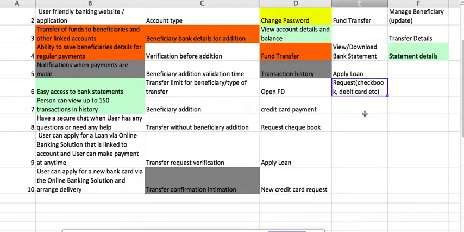Maybe that can be apply loan or credit card, you can have that here, because credit card is also one part of the loans, because there they will check your history of repayment and all. Okay, now any questions you have?